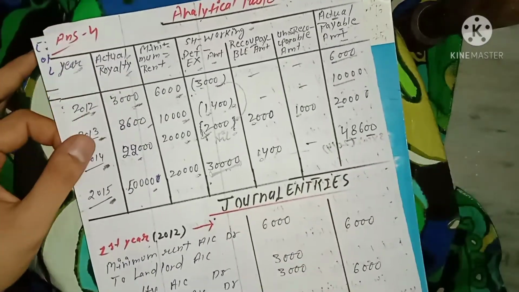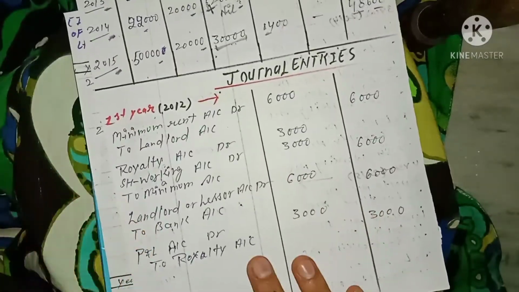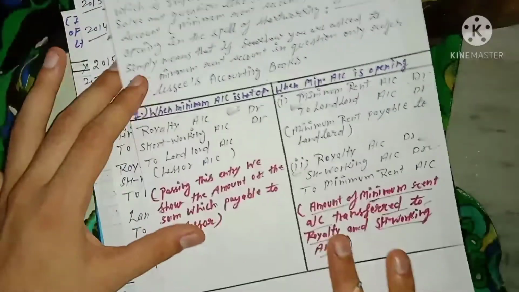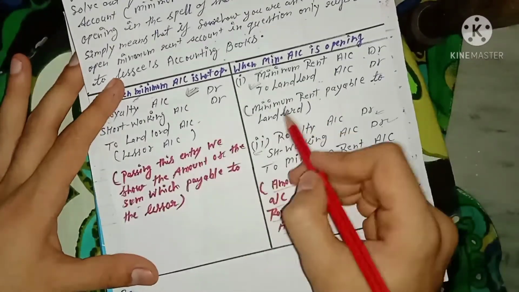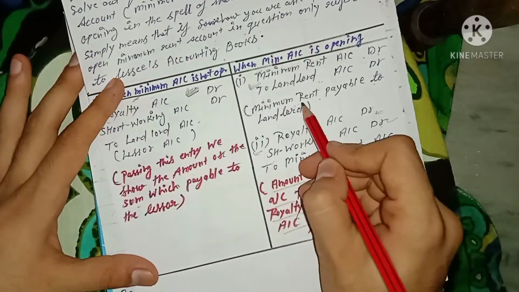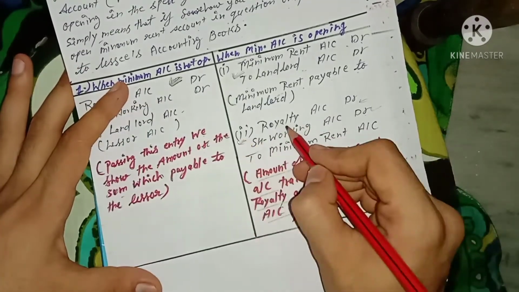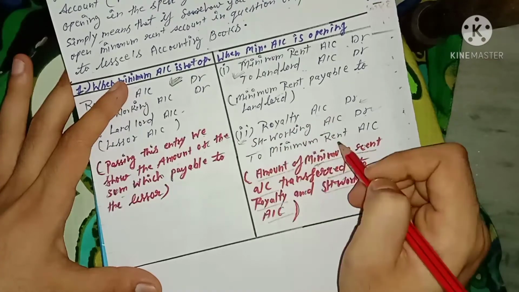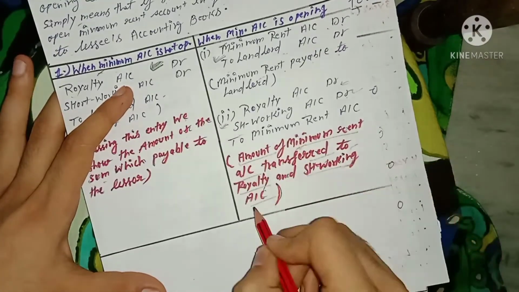So simply you can see here. Now moving on to the journal entry, how we are going to pass it. I already mentioned earlier that you simply have to pass the journal entry like minimum rent account debit to the landlord, whatever minimum rent amount is payable to the landlord. And in the second entry, royalty account debit, short working account debit to the minimum rent account, in order to show the amount of minimum rent account which is transferred to the royalty and short working account.